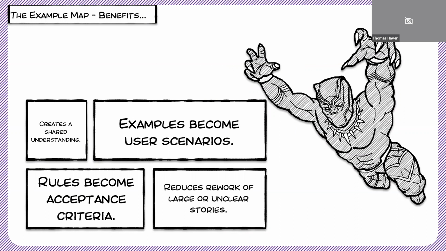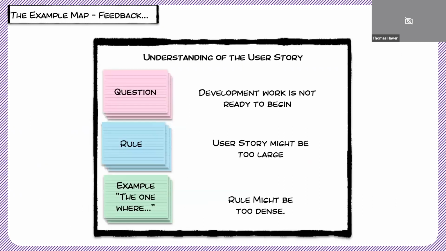Your examples become the user scenarios that you can automate. The rules, the business logic, become the acceptance criteria the developers can take with them. And because you've empowered the team, you reduce rework or large or unclear stories. What I mean by this is, if you have way too many red question cards on your example map, that is a good indication that development work is not ready to begin, and you need to resolve those questions before the team is comfortable taking it into the sprint.